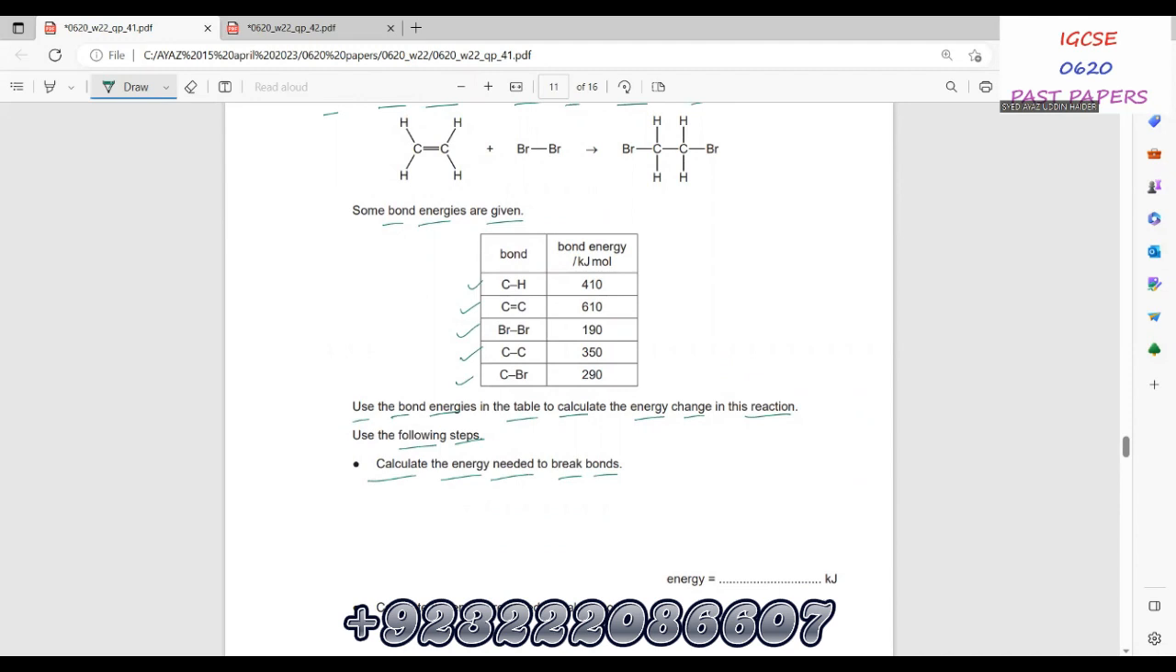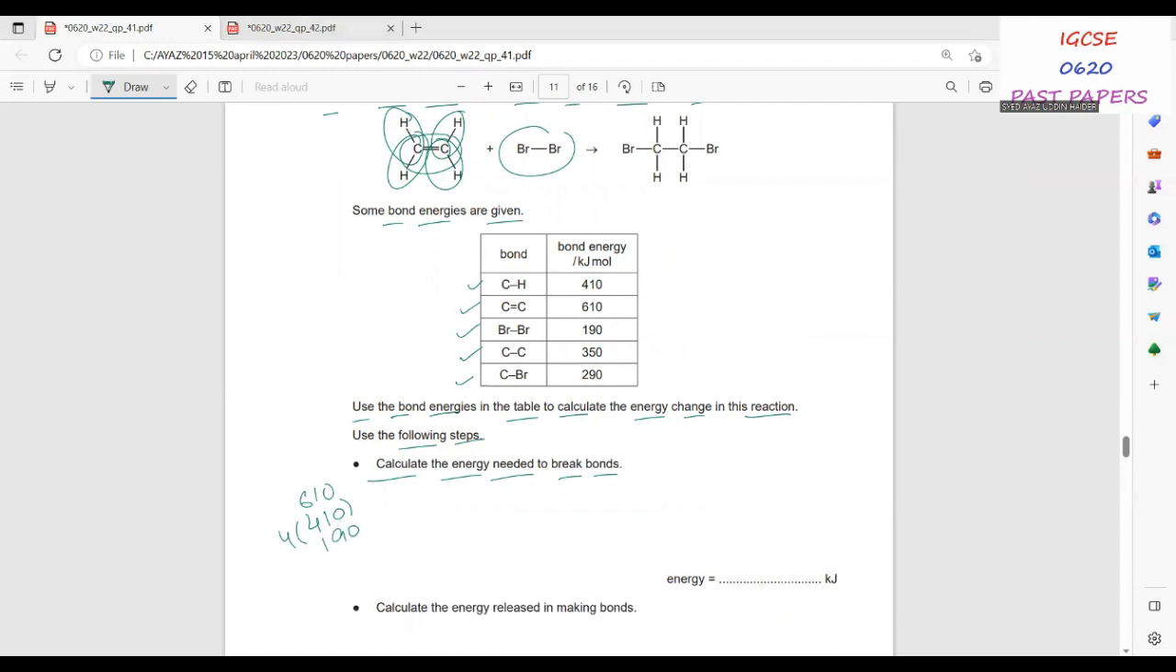So we have one C double bond C. So I will write 610 here. Plus there are 4 C-H bonds, 1, 2, 3, 4. So 410 will be multiplied by 4. There is one Br-Br bond. So we have 190 here. Now let's add these values. 4 multiplied by 410 gives 1640 plus 610 plus 190, 2440.